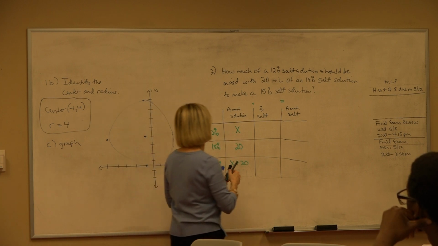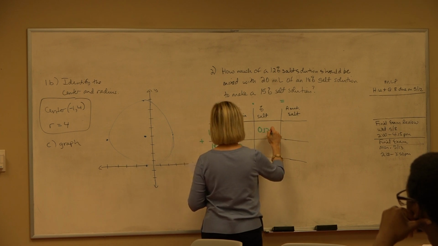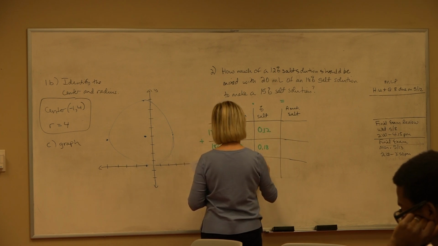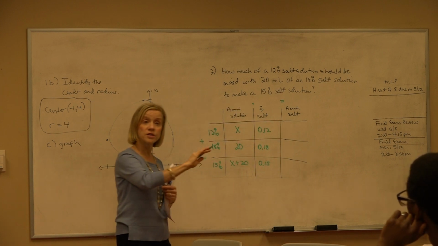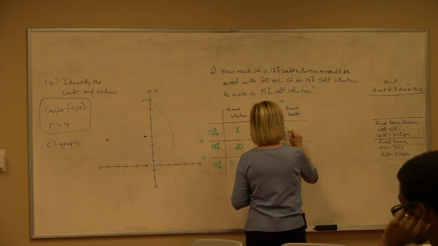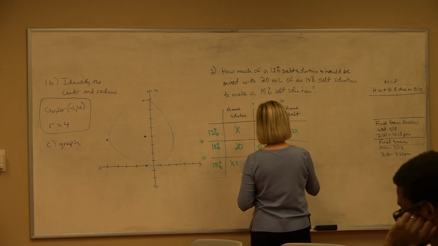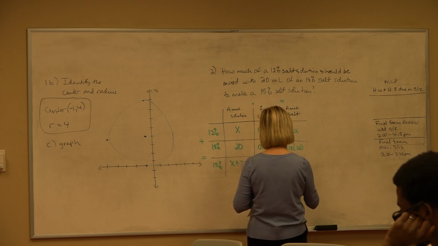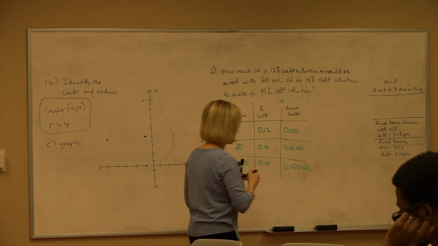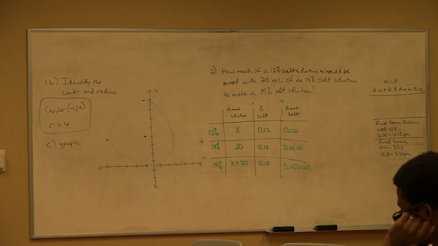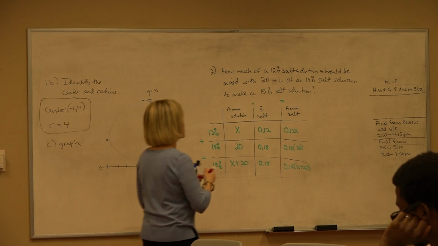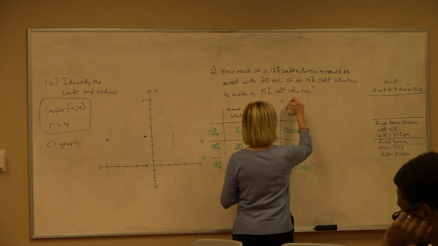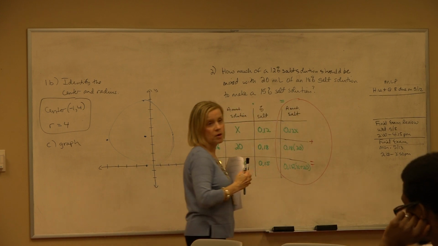All right, so percent saline or percent salt: 12%, I'll write that as a decimal, 0.12, 0.18, 0.15. Again, going across, you're gonna multiply. So we've got 0.12x. Here we've got 0.18 times 20, and here we've got 0.15 times x plus 20. Okay, let me get my calculator. All right, so now we're going to take that last column, that's the setup column. Going this way, that's how we set up our equation.